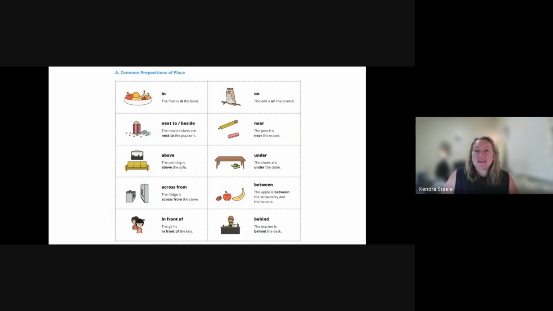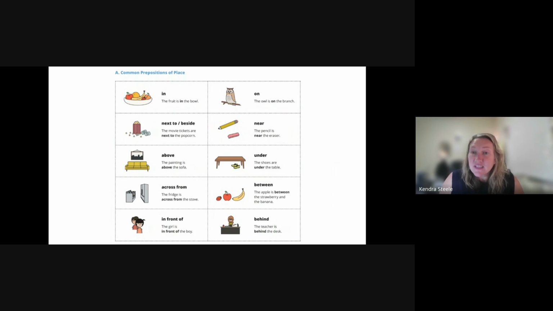Here are some other examples. The fruit is in the bowl. The owl is on the branch. The movie tickets are next to the popcorn. The pencil is near the eraser. The painting is above the sofa. The shoes are under the table.